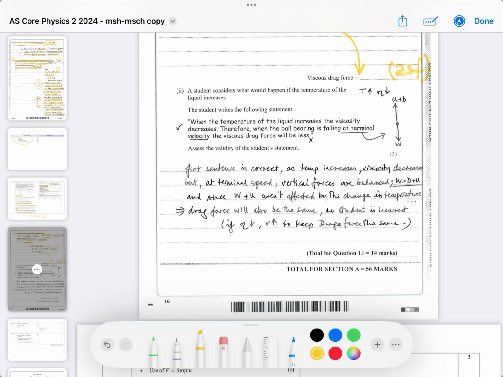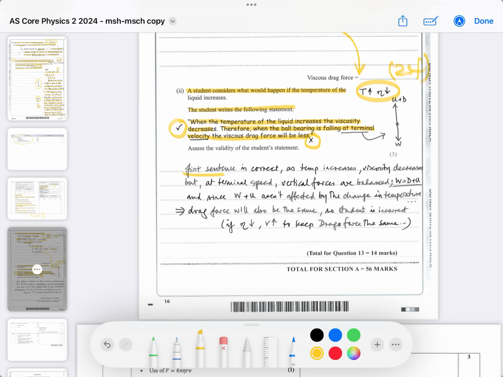This is the last part of section A, the last part of this question 13. A student considers what would happen if the temperature of the liquid increases. Well, if the temperature goes up, the viscosity decreases. You need to know that. The student writes the following statement: when the temperature increases, the viscosity decreases. Yeah, I agree with that, so I've given that bit a tick. But therefore he says when the ball bearing is falling at terminal velocity, the viscous drag will be less. Well, I think he's wrong over there, and I'm going to explain why.